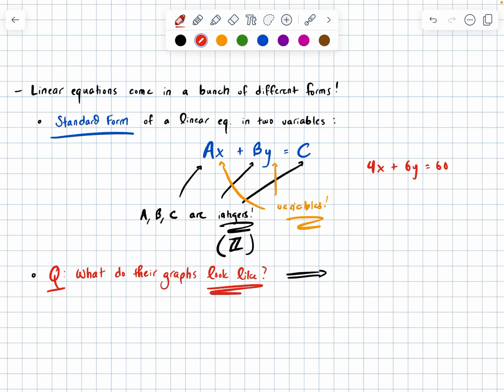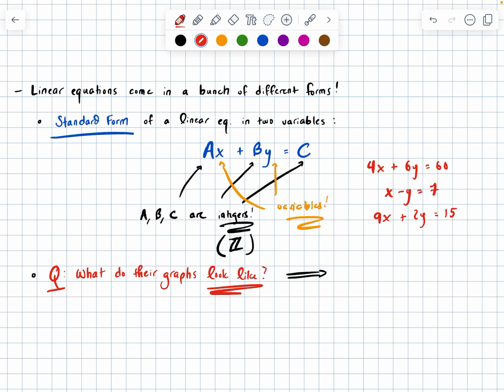Remember the one that we did above? We said 4x plus 6y is equal to 60. Notice this one is in standard form. I've got 4, 6, and 60, no decimals, no fractions, and then my variables x and y. Last time we were together, we saw x minus y equals 7. This is also in standard form. And then we also last time worked with the equation 9x plus 2y equals 15. So all of these are in standard form.